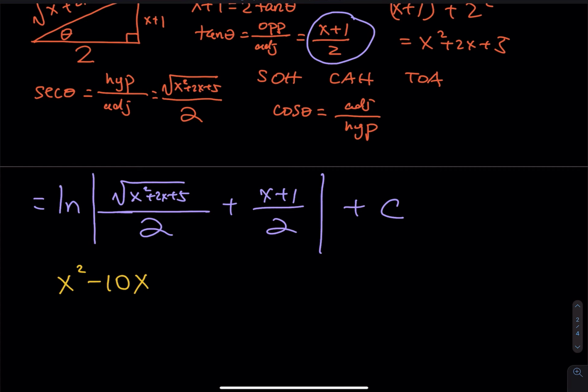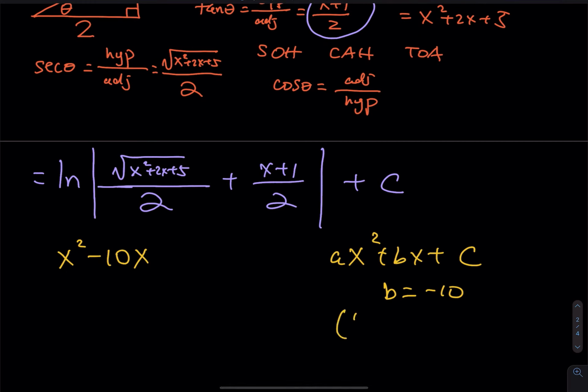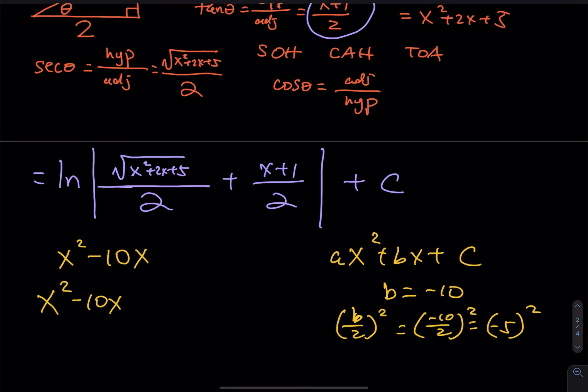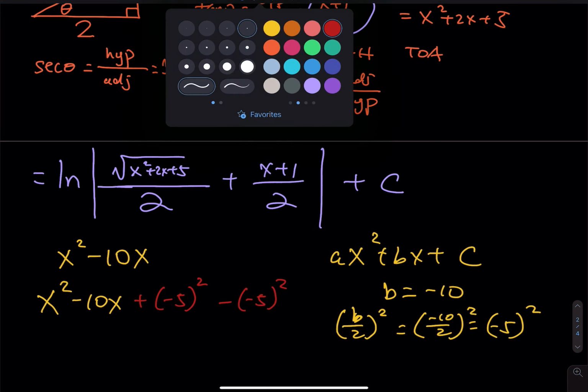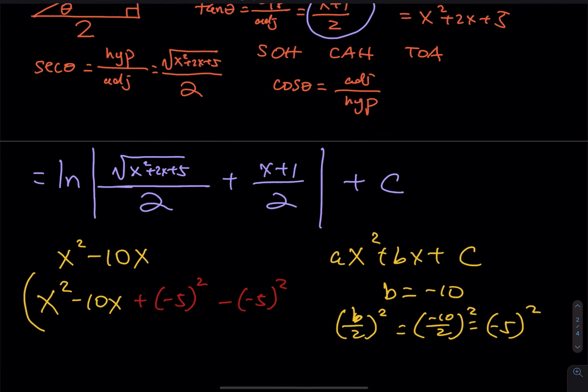How do we complete the square? So this one is ax squared plus bx plus c, right? So the b is equals to negative 10. And then you have to do b divided by 2 square. So that is negative 10 divided by 2 square, which is negative 5 square. How do we use this? So here is how: x squared minus 10x. I am going to add the extra piece and then subtract the extra piece. So add this and then subtract the same thing. So that means I didn't change the problem at all. And then you are going to consider the first two.